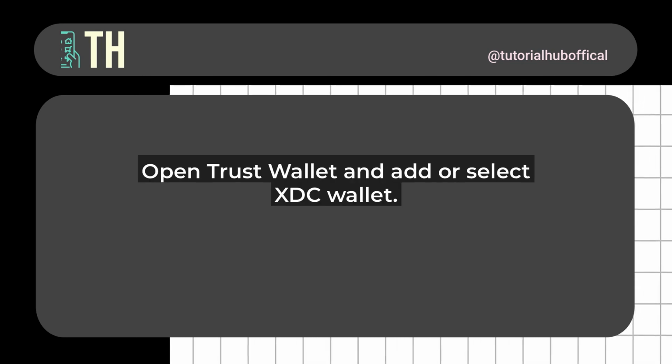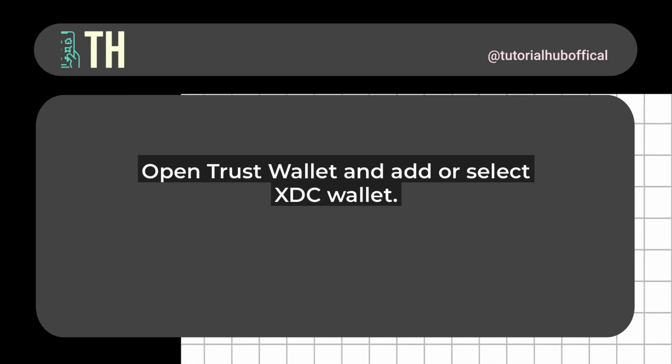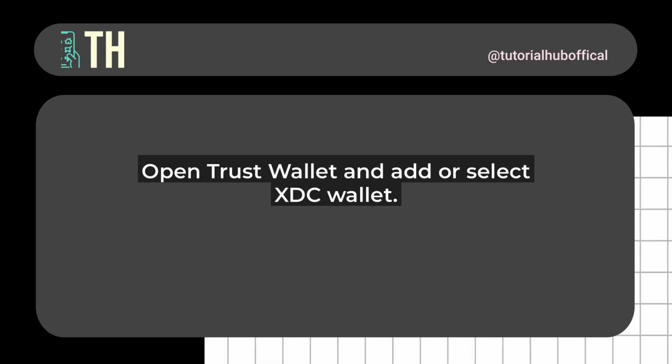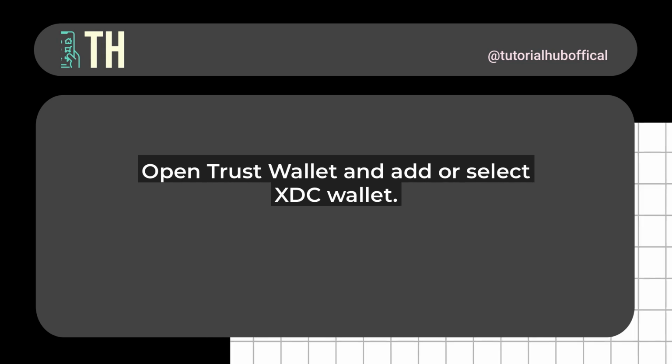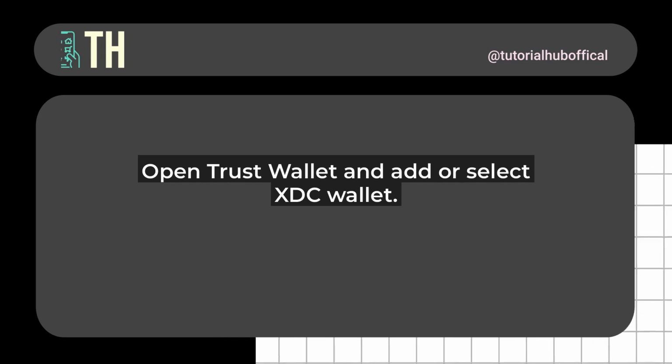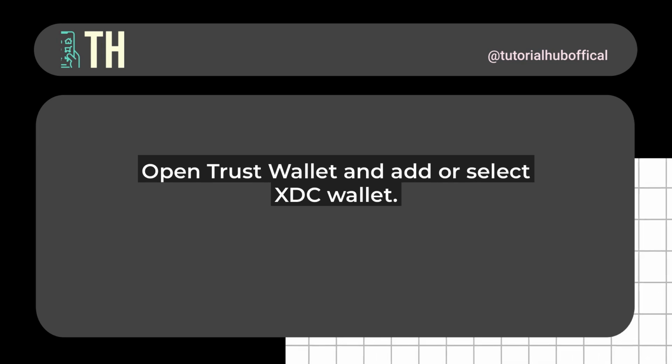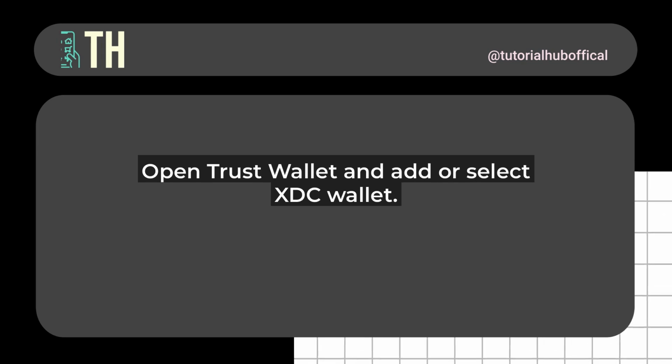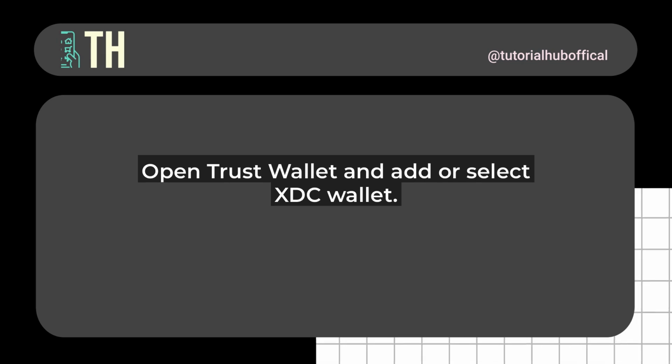Open your Coinbase Wallet app and log in to your account. Once you're in, navigate to your XDC holdings. You'll see a list of your assets. Tap on XDC to select it. Next, look for the Send or Transfer button, usually at the bottom of the screen. This is where you'll initiate the transfer.